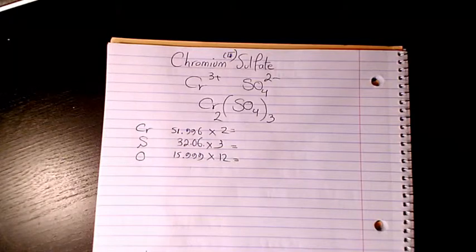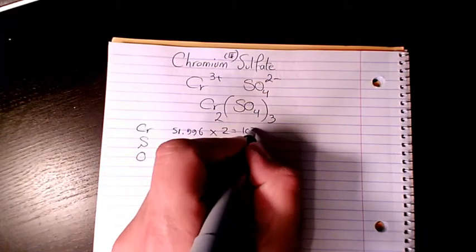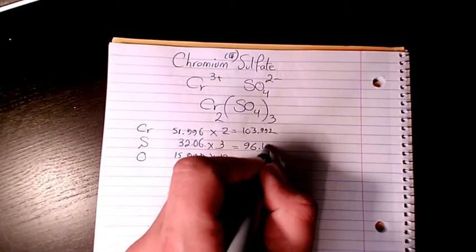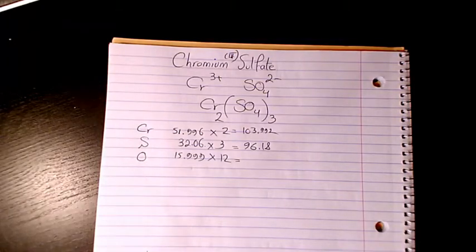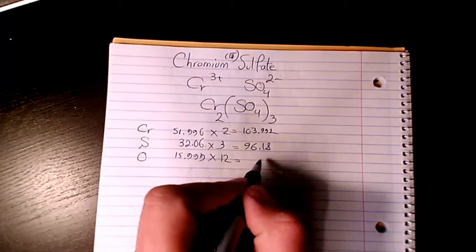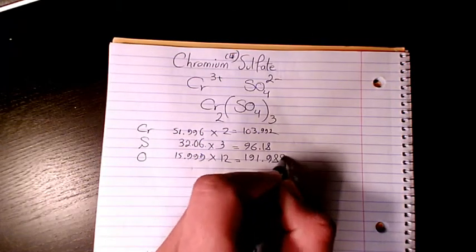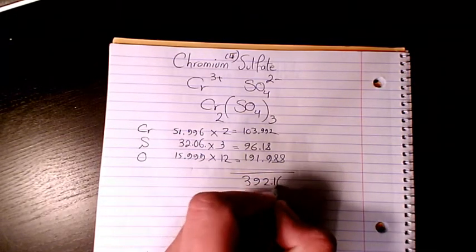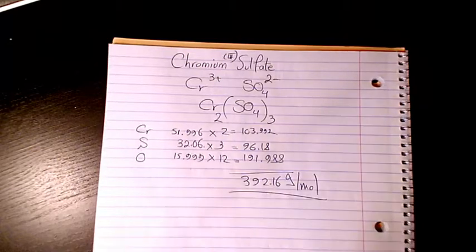So we have 2 times 51.996, which is 103.992, 32.06 times 3, which is 96.18, and then 15.999 times 12. It's going to be 191.988. Then you need to add them all. It's going to be 392.16 grams per mole. So that's the molar mass of chromium 3 sulfate.